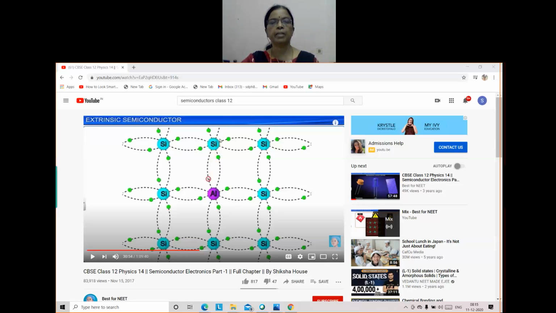But the fourth silicon, to give or to share, there is no electron with aluminum. Already it is having 3 and it is already shared. And here you can see for this silicon, it cannot give the electron to share. So, a deficiency of electron is created here. Deficiency of electron is known as hole, H-O-L-E, hole, deficiency of electron. So, when one aluminum atom is added, one hole is created.